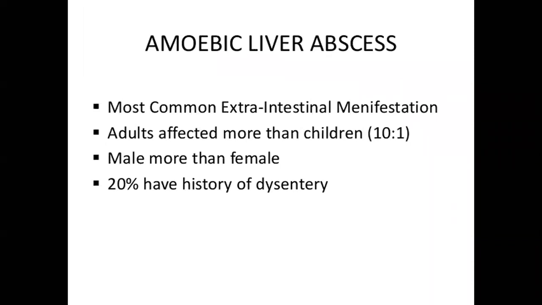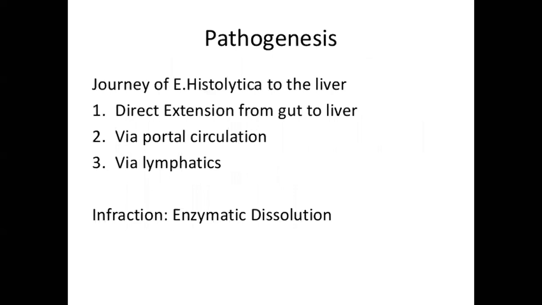Now, what's amoebic liver abscess? This is the most common extraintestinal manifestation. Adults are affected more than children. Males are affected more than females, and 20% have a history of dysentery. What is the pathogenesis? The journey of Entamoeba histolytica to the liver: direct extension can occur from gut to liver, it can be via portal circulation, it can be via lymphatics, and it could be infection due to enzymatic dissolution.